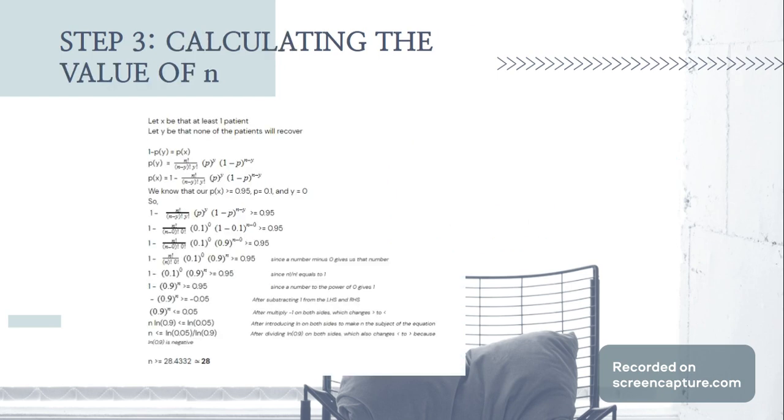So now we will move to the third step, which is calculating the value of n. We use the values that we got from the previous step as well as the binomial formula to make n the subject of the equation. And when you do so, you get an inequality which says that n should be greater than or equal to 28.4332, which we approximated to 28.